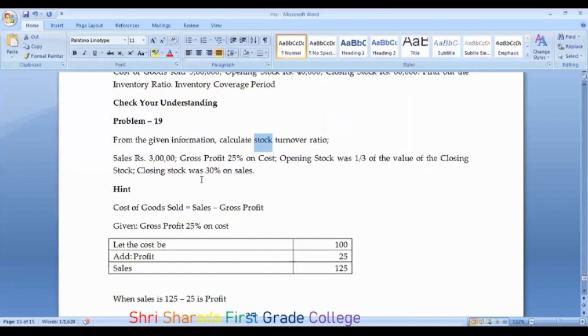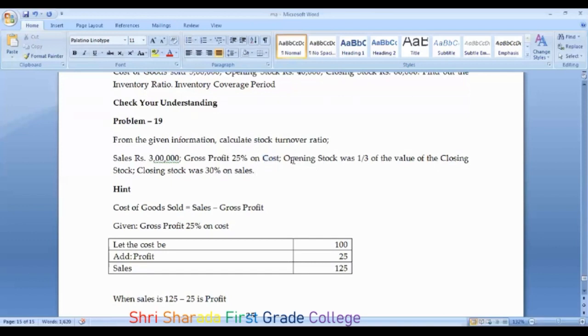See here, sales is given as 3 lakhs. Gross profit is 25% on cost. We know only the sales. So consider the profit as 25 and the sales as 100. So 25% on cost, you need to calculate the cost here first.